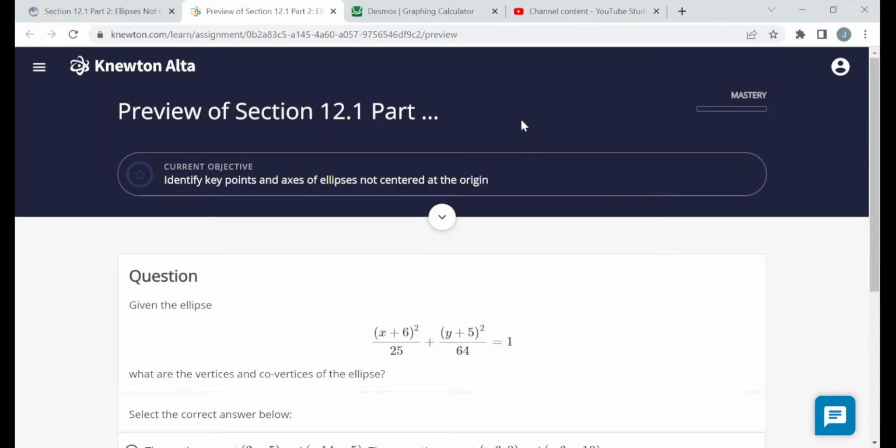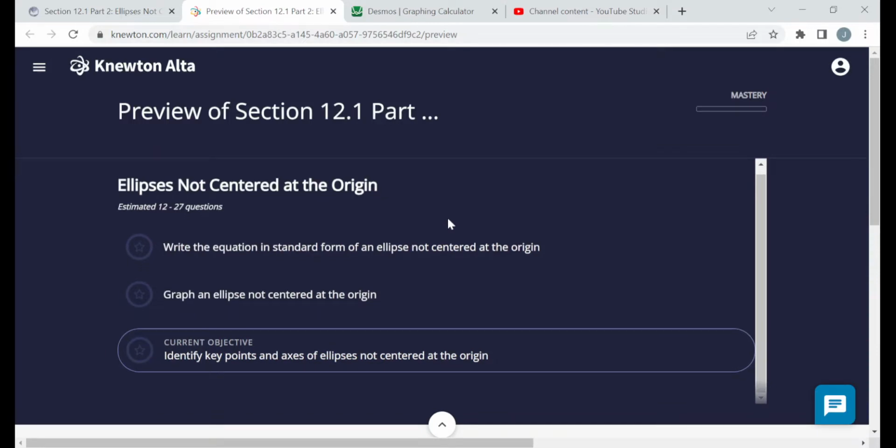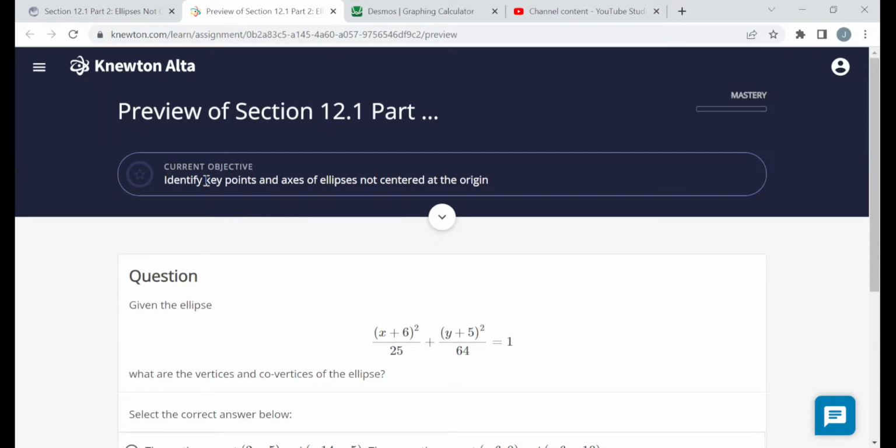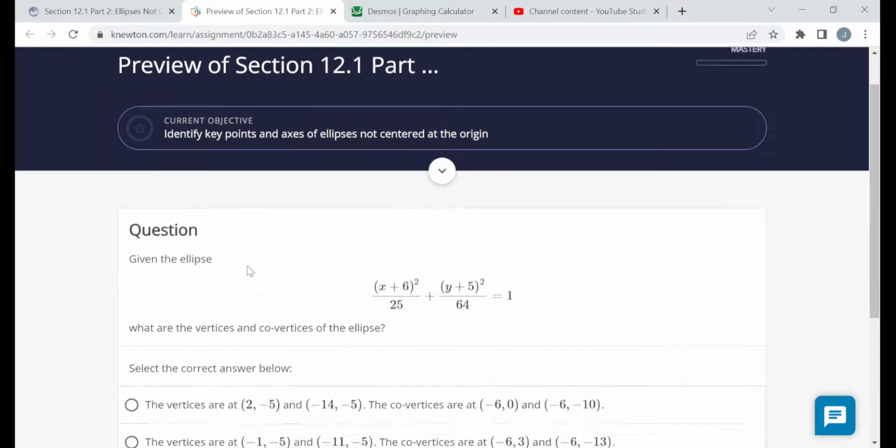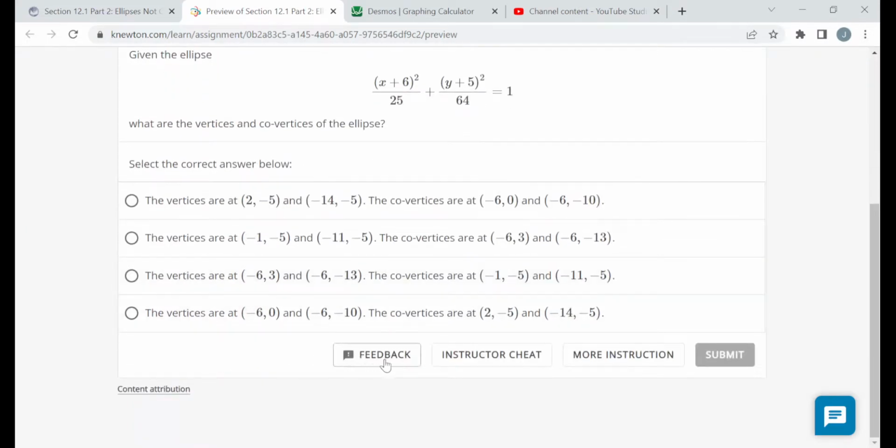Now the assignment page, you should have the title, the mastery bar, telling you how far along you've gotten, the objectives. Looks like there are 3 objectives for this assignment. Under the current objective, you should see a question related to that objective. At the bottom of each question, there should be a feedback button where you can send feedback to Knewton if you wish. You will not have this instructor cheat button. This is for instructors only.